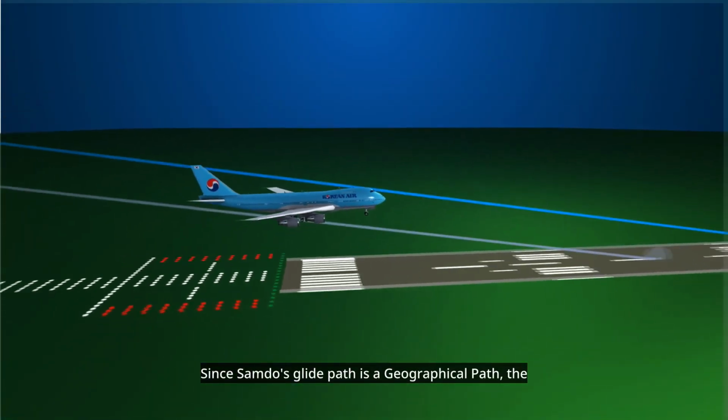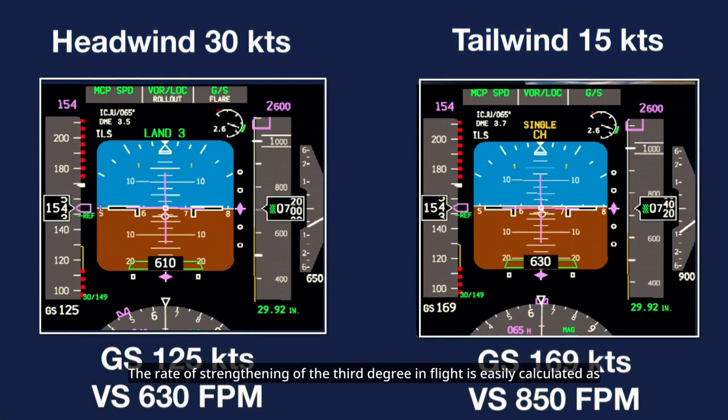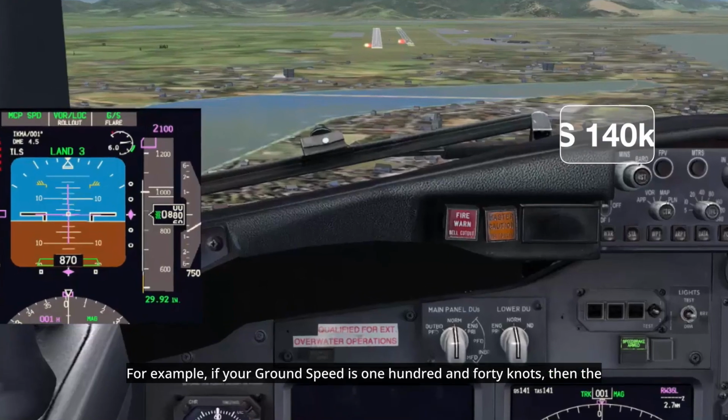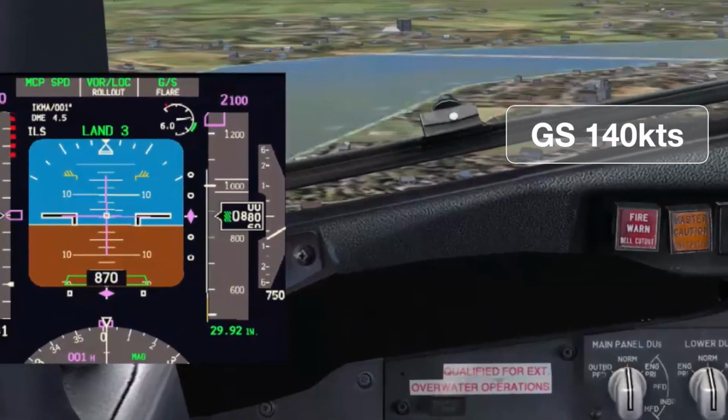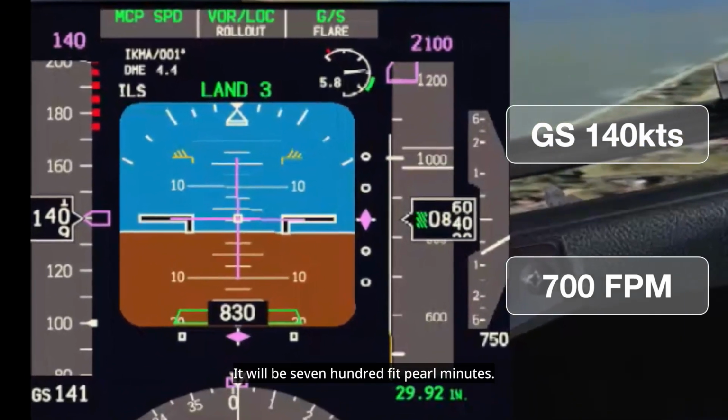Since the three degree glide path is a geographical path, it is closely related to ground speed, which is a reflection of wind factor. The rate of descent on a three degree path in flight is easily calculated as a fraction of the ground speed. For example, if your ground speed is 140 knots, then the descent rate for a 3-degree glide path will be 700 feet per minute.